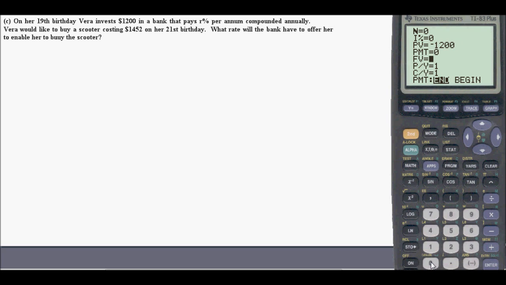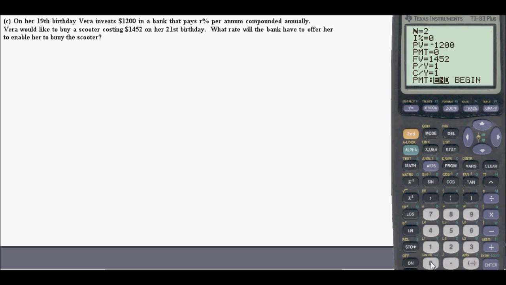Now the future value, what does she want for the future value? Well, she wants $1,452. Okay, so 19th to 21st birthday, so that's 2 years. So you're just going to put N right here for 2 years. Now, PY is payments per year and compounded yearly. The interest is calculated per annum, per year, so we don't have to change these. If it was quarterly, this would be a 4, and that would be a 4. If it was monthly, it'd be a 12 and a 12, and I'll do another problem like that some other time.